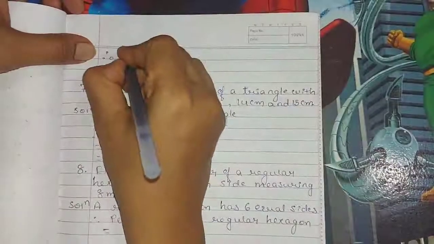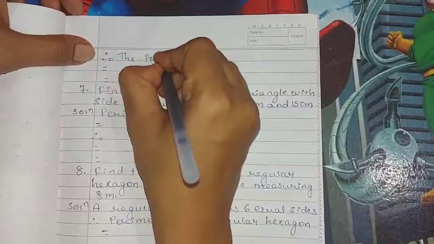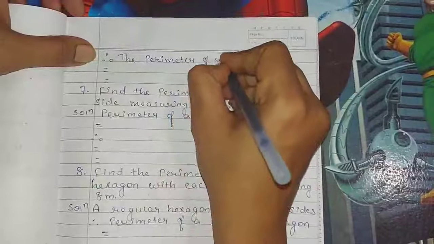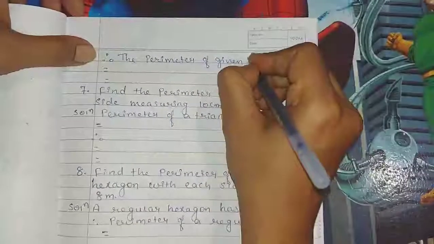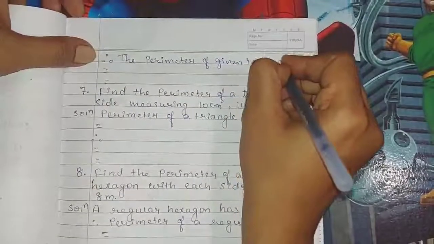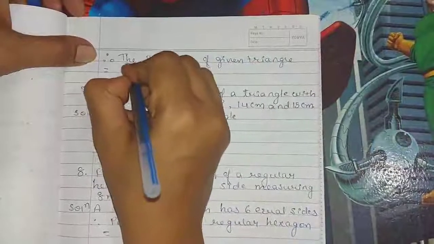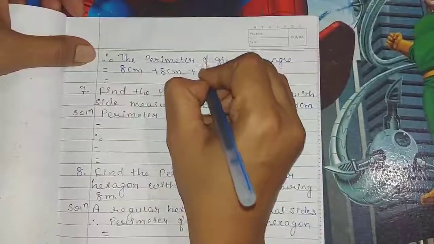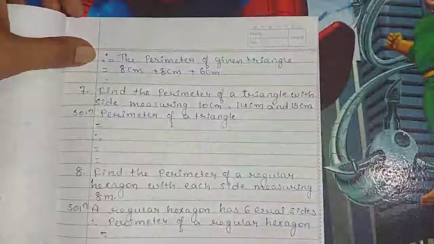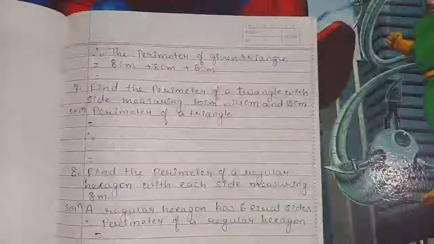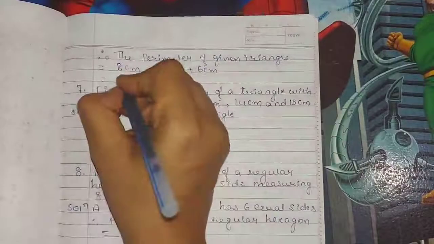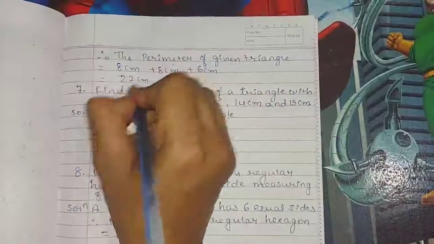Therefore, the perimeter of given triangle equals 8 centimeter plus 8 centimeter plus 6 centimeter. So what would be the answer? 8 plus 8, 16. 16 plus 6 is 22 centimeter.